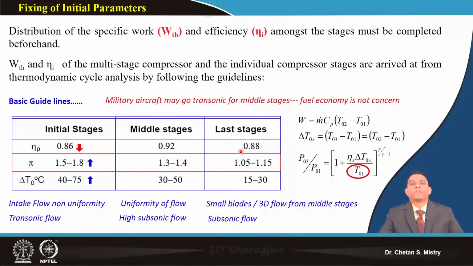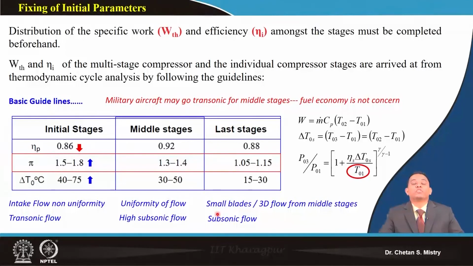For that, we assume our efficiency to be 88%, and our expected pressure ratio is also on the lower side, maybe 1.05 to 1.15. My expected temperature rise is also between 15 to 30. The reason is that on later stages, on the rear side, our blades are smaller. It is not because we are selecting the blade to be smaller; there is a specific reason.